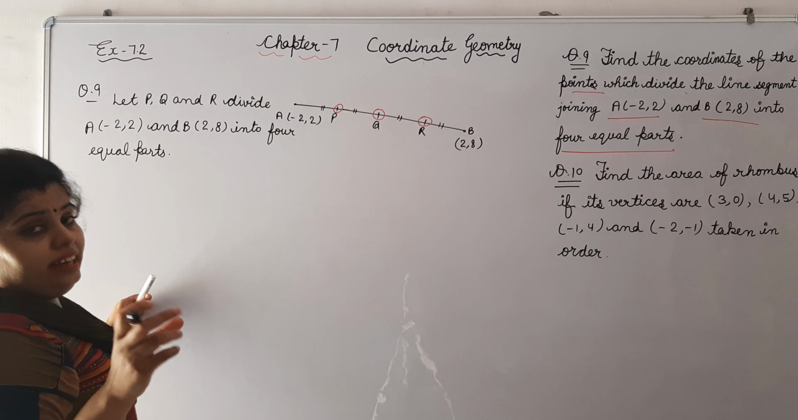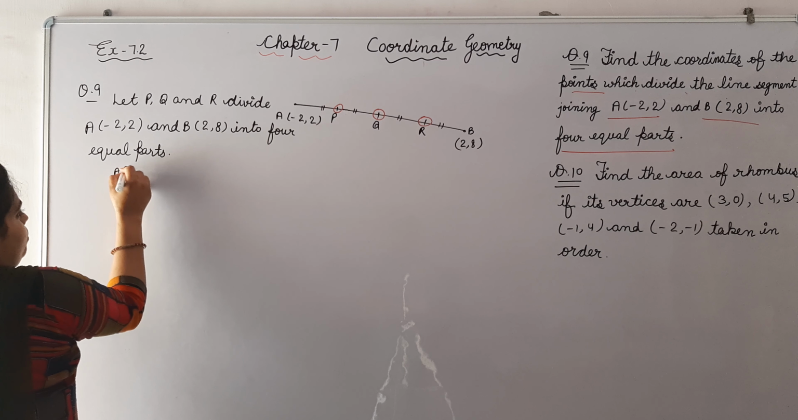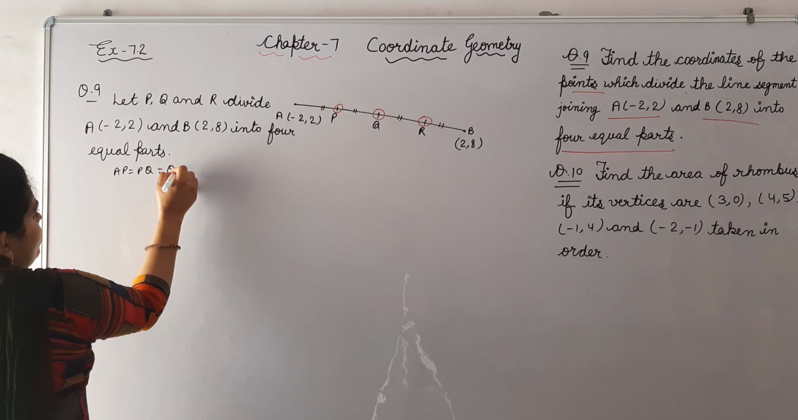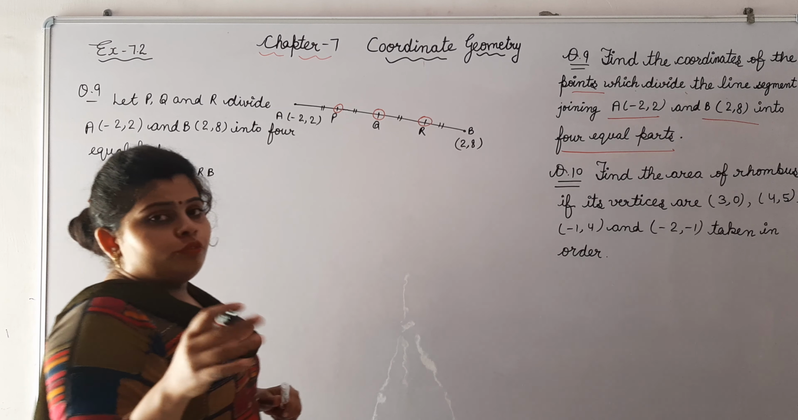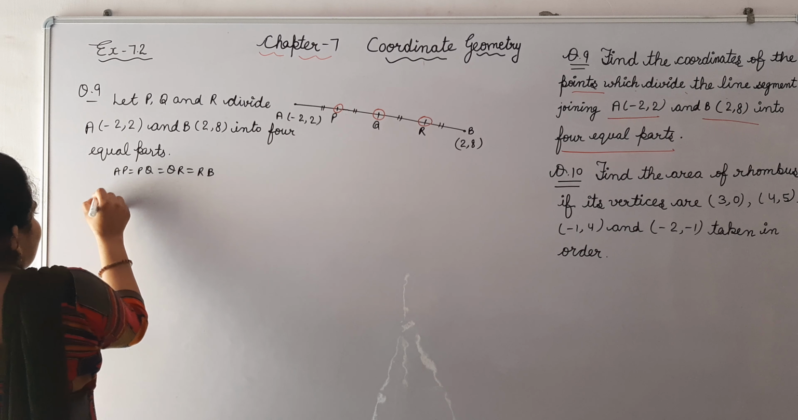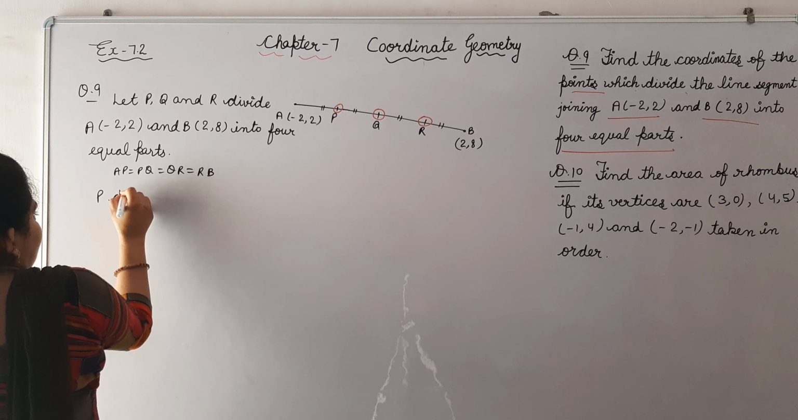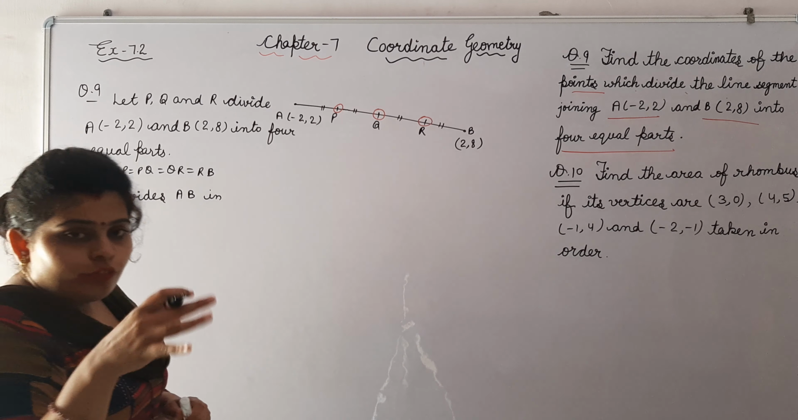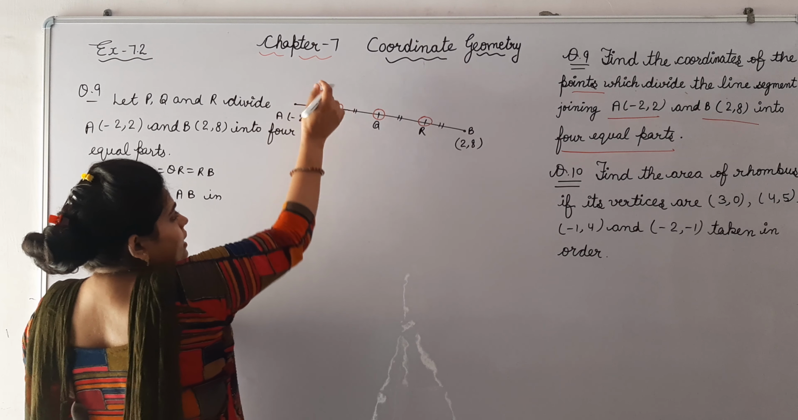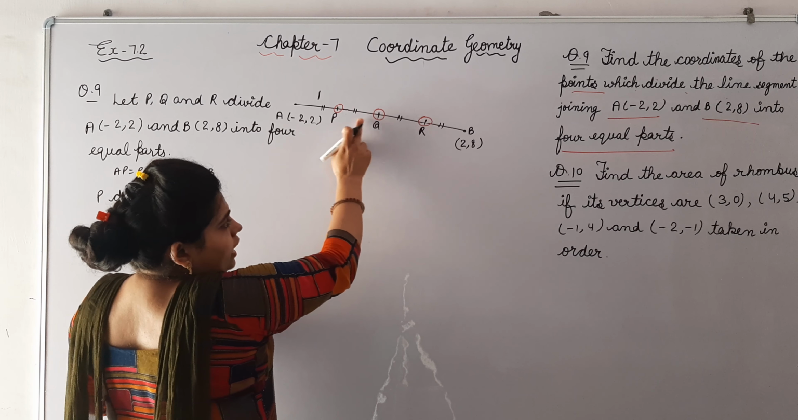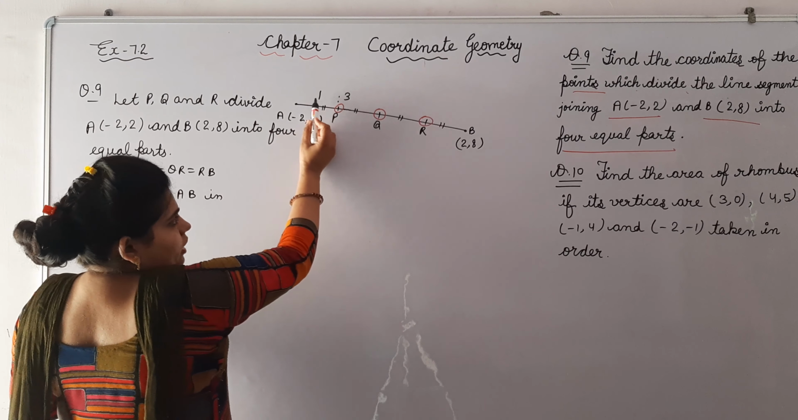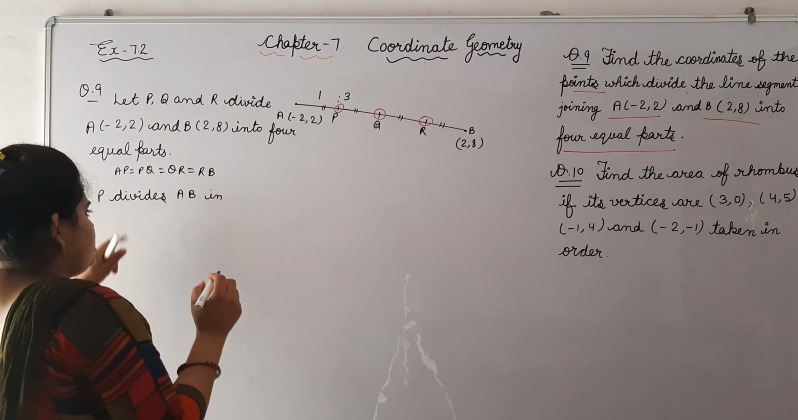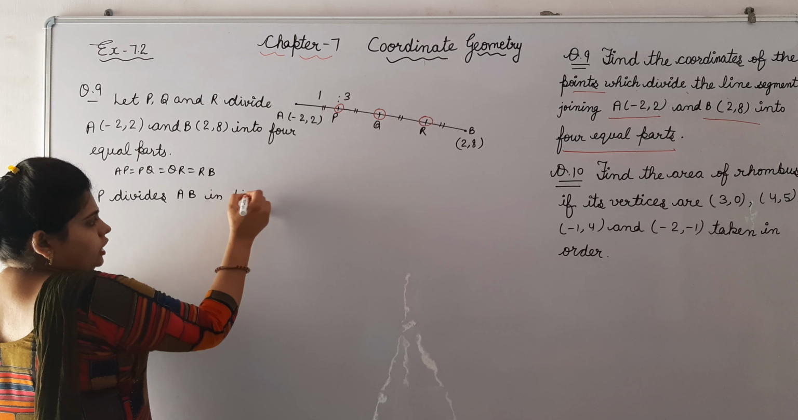If they are dividing into 4 equal parts, means AP is equal to PQ is equal to QR is equal to RB. Now we have to find coordinates of P. So first of all, what we will check? P divides AB in, we will find the ratio from here. This is the first part, and how many parts are left here? 1, 2, 3. So the ratio will be 1:3 for P. Means P divides AB in 1:3.